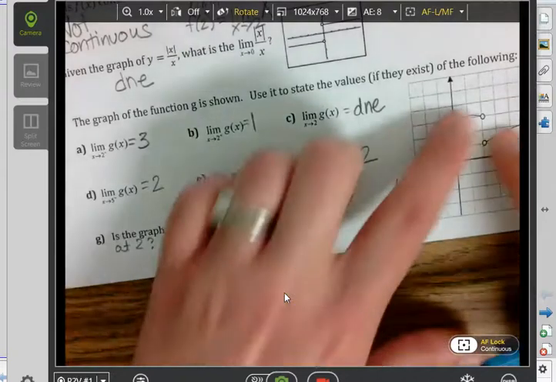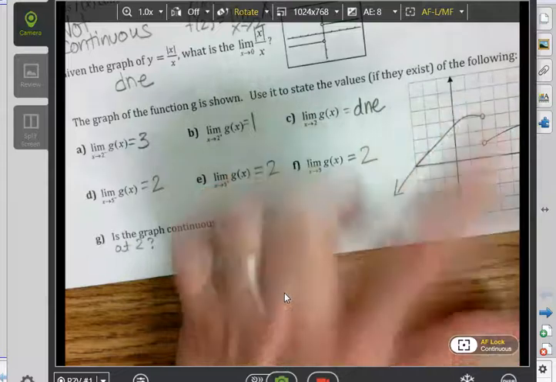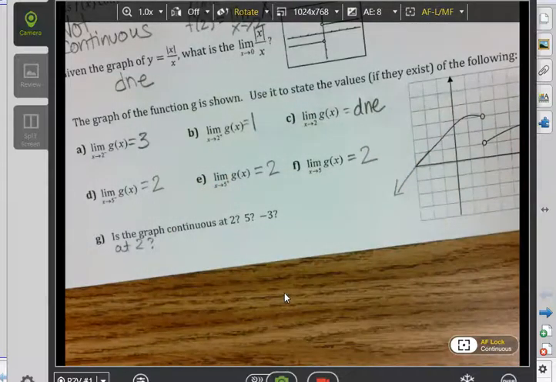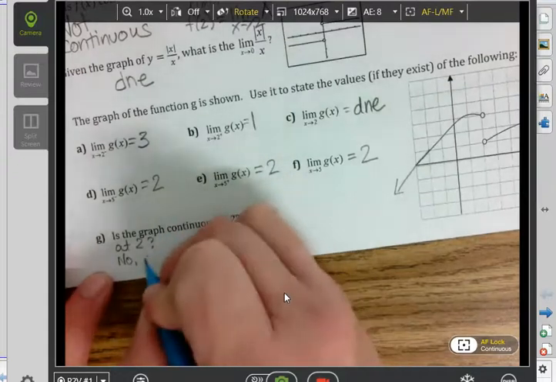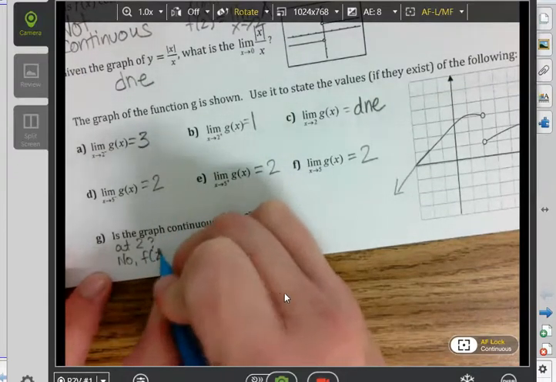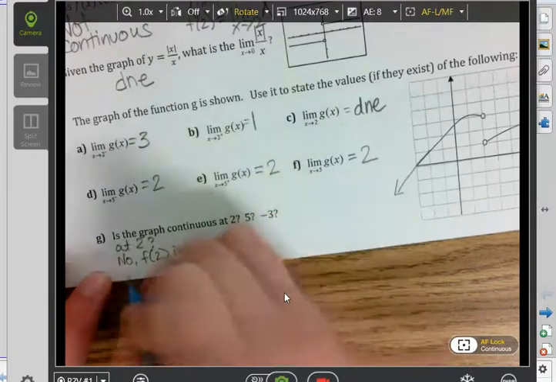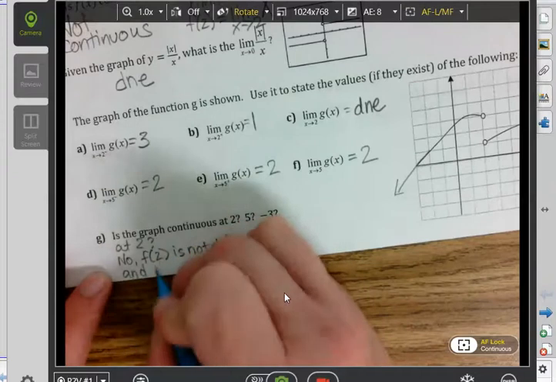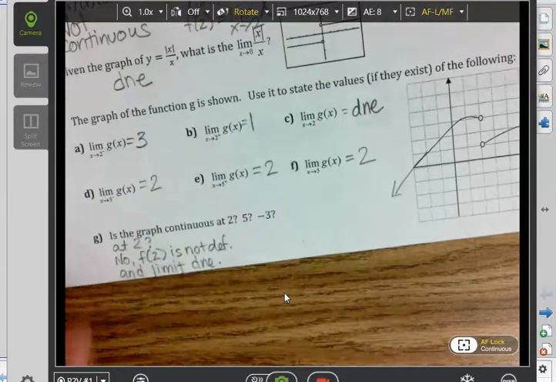Okay, it's not continuous at 2 because of what part of the definition? 1, 2, or 3? So part 1, f of a is not defined. That's true. Does the limit exist? The limit also doesn't exist. So at 2, it's no. And it's because f of 2 is not defined, and the limit does not exist. You need to be able to explain your answers.